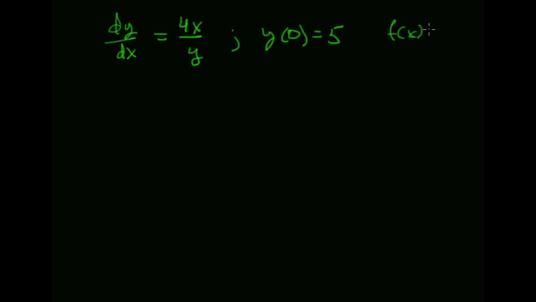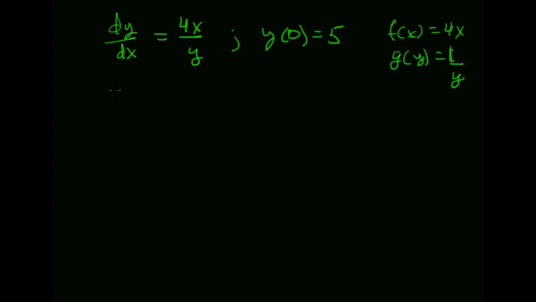Okay, so an initial value problem for a separable ordinary differential equation could be something like dy/dx is equal to 4x over y, where the initial value is that when x is 0, y is 5. So this is clearly a product of a function of x and a function of y. The f function would be 4x, so f of x would be 4x, g of y would be 1 over y. And if I multiply these two together, I get 4x over y.